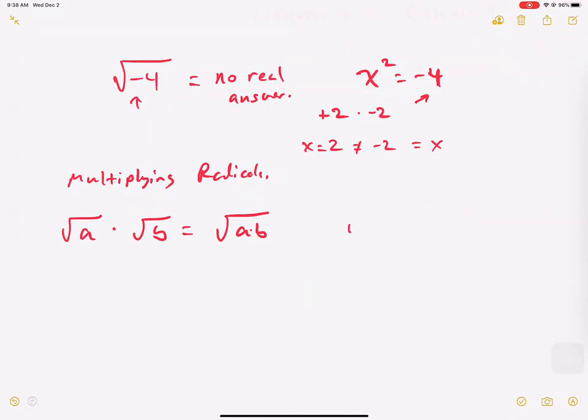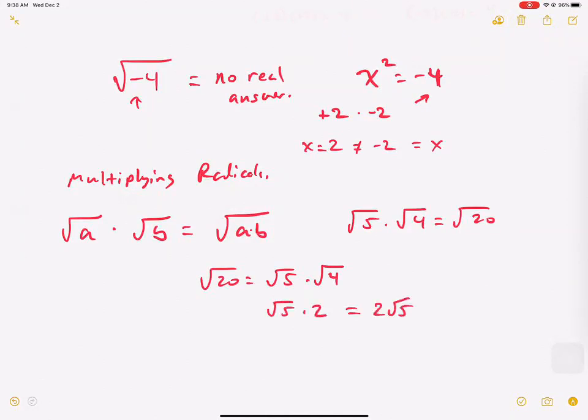So if I'm multiplying the square root of 5 times the square root of 4, we end up with the square root of 20. That's a general rule. We can also go backwards out of that. The square root of 20 can be written as the square root of 5 times the square root of 4. Hey, I know what the square root of 4 is. That's 2. The square root of 5 times 2 is 2 square root of 5.